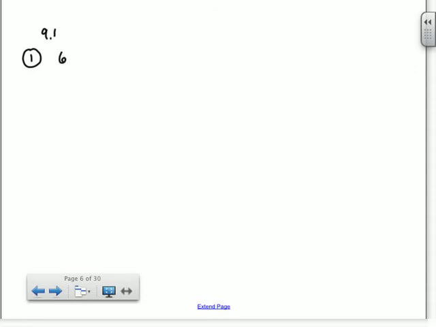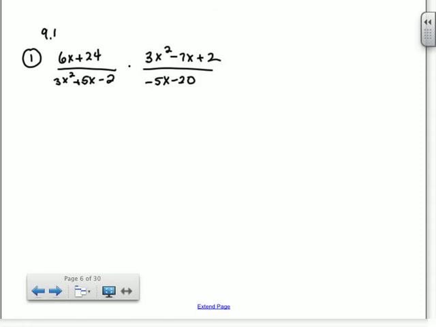Okay, so let's say I have 6x plus 24 over 3x squared plus 5x minus 2, times 3x squared minus 7x plus 2, all over negative 5x minus 20. Okay, so I'm just making this up. It's going to kind of help us with our remembering what we did yesterday. It's kind of hard to see. That's a 5x, not 6x. There we go.